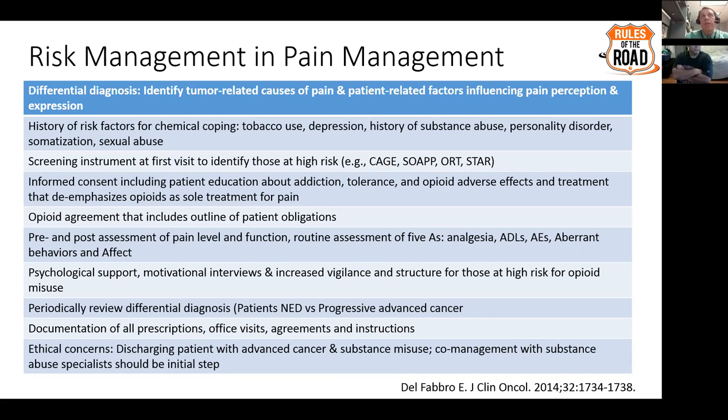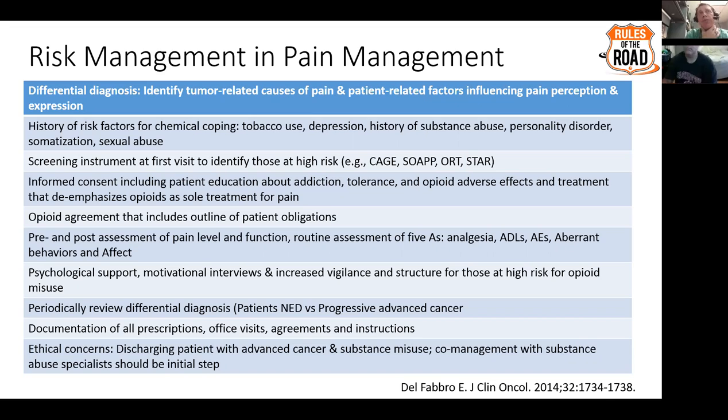Some type of screening instrument would be preferable to use at the first visit. There is no gold standard. We'll talk a little bit more about what we know about using these screening tools, at least in the cancer population and palliative care population.